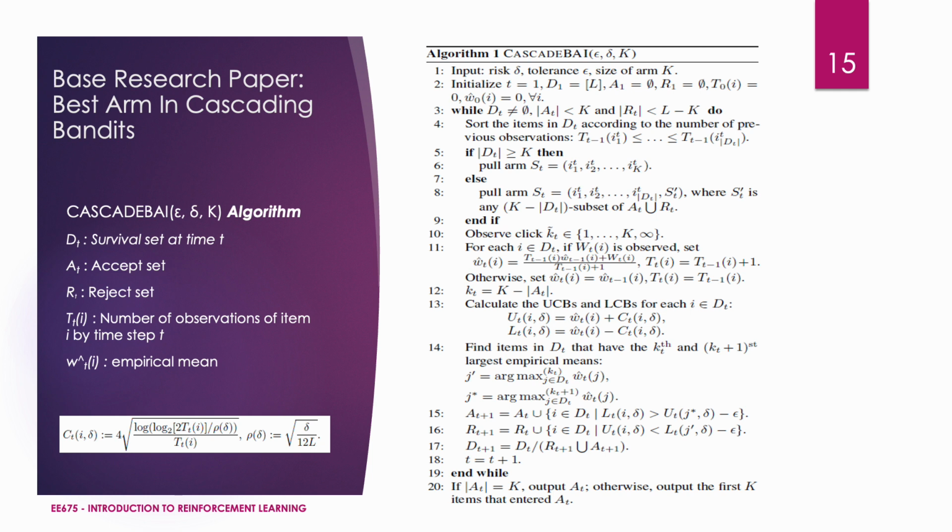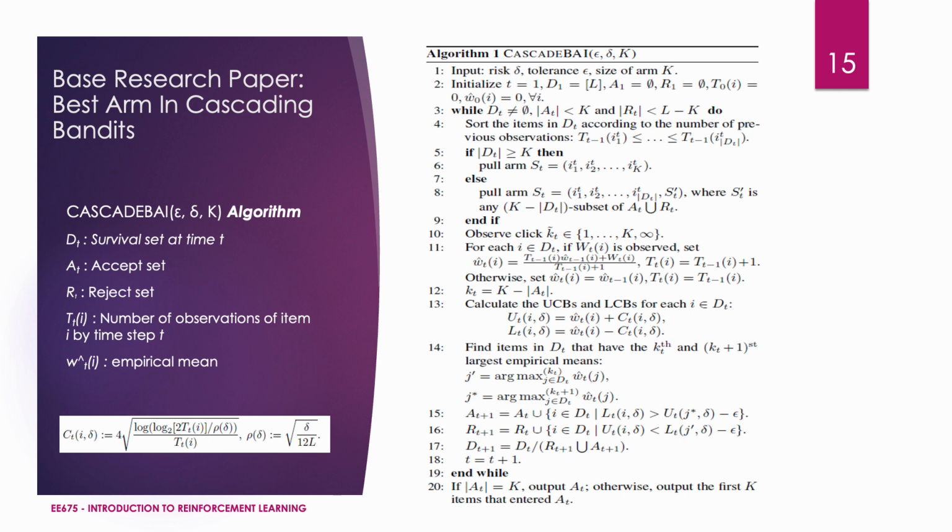T of i at time t denotes the number of observations by time step t. W of i at time t denotes the empirical mean of item i at that time. These two parameters are set to 0 in the beginning. Now we run a while loop as long as Dt is not empty, the number of items in At is less than k, and the number of items in Rt is less than L minus k. We sort the items in Dt according to the number of previous observations, T of i.